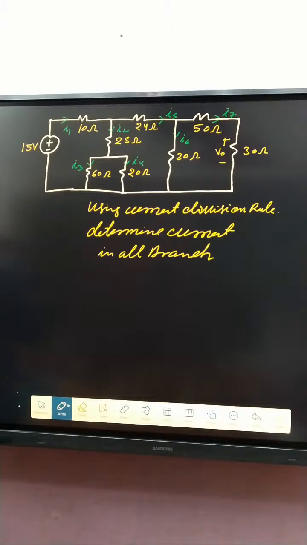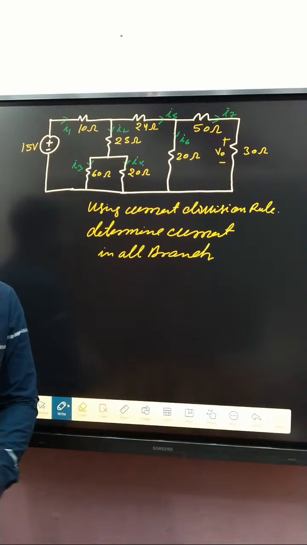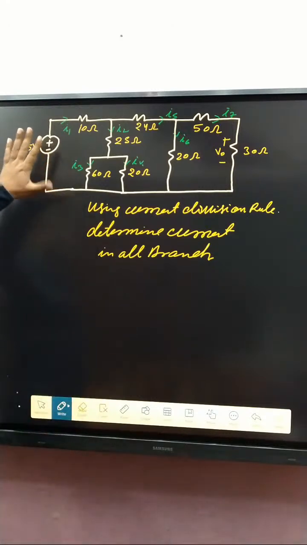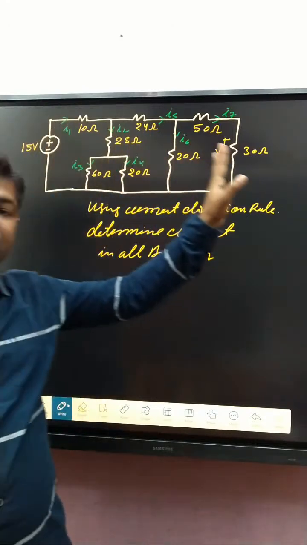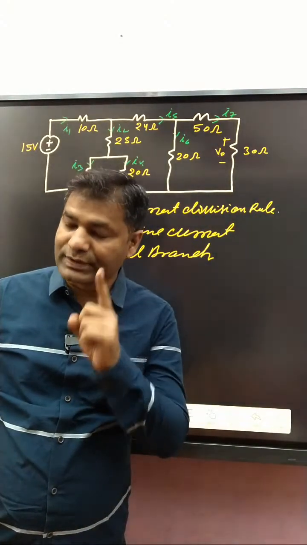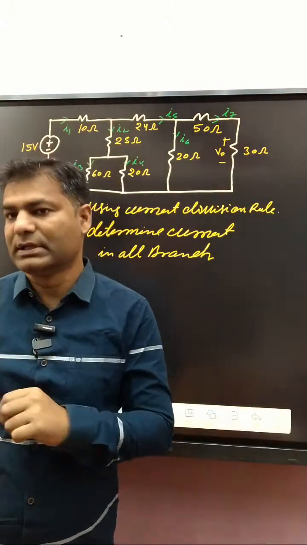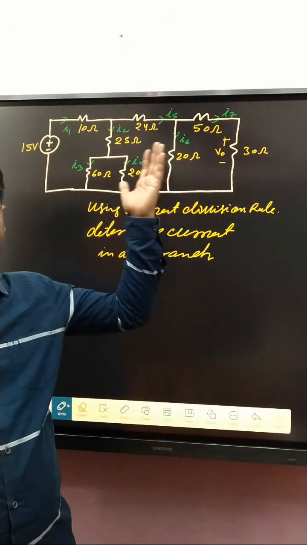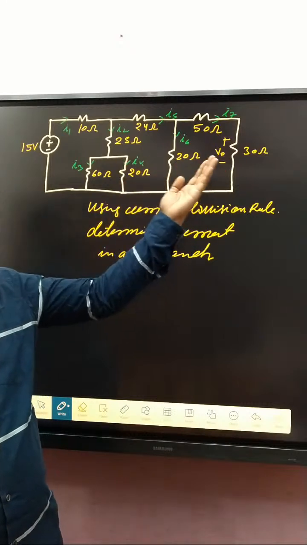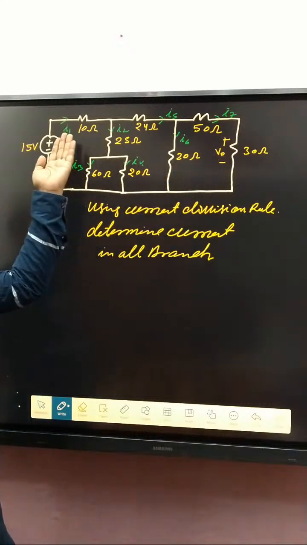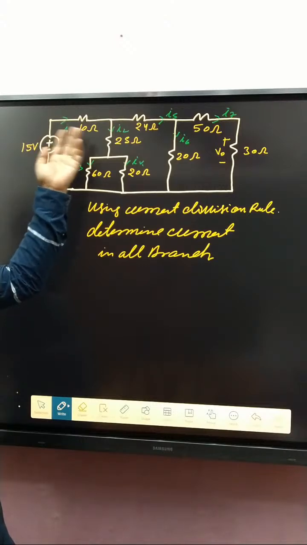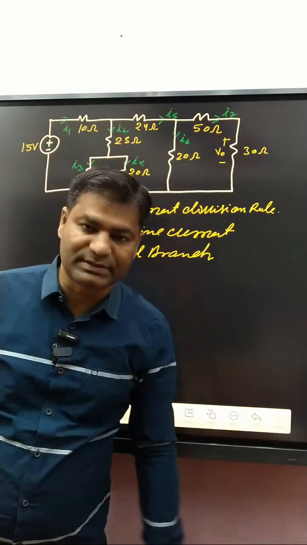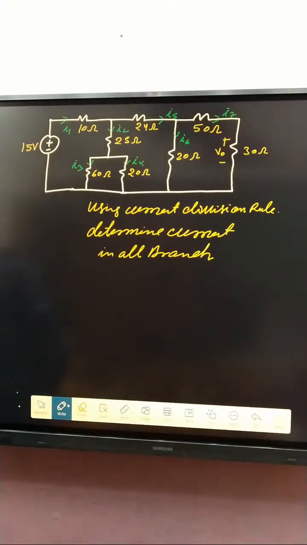How can I start? Basically, if you determine I1, then after that determine the R current. So first of all, we have to focus on I1. How can we determine I1? Basically, the whole circuit is reduced with the help of the reduction method to determine I1. After that, apply the current division rule, and then we get all parameters, basically the current in all branches.